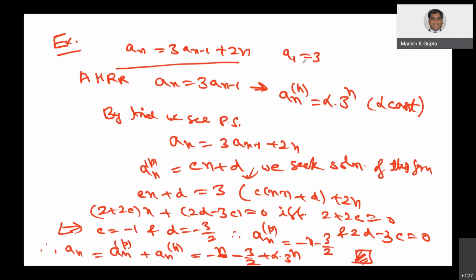If the initial condition a1 is equal to 3 is given, we can solve for alpha also. I am leaving it as an exercise for you. But the general solution turns out to be minus n minus 3 by 2 plus alpha times 3 raised to power n.